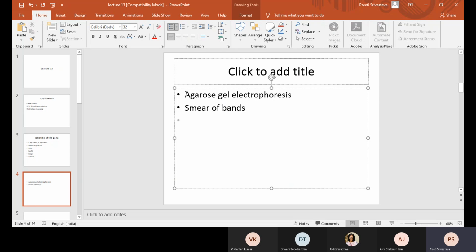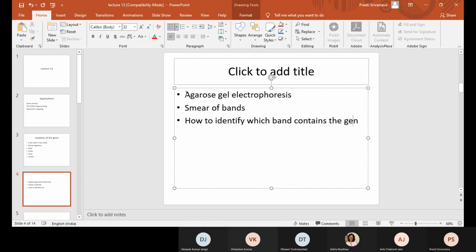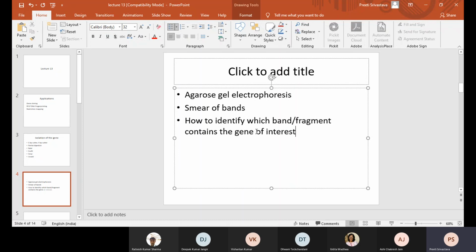Now if it is a smear of bands, then the next question is how to identify which band, or actually which DNA fragment, contains the gene of interest, right? So a technique is used, called a technique which was discovered by a scientist called E.M.